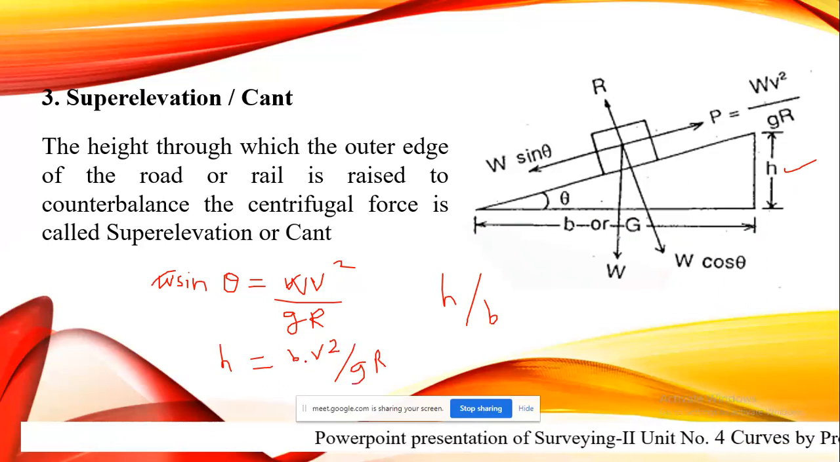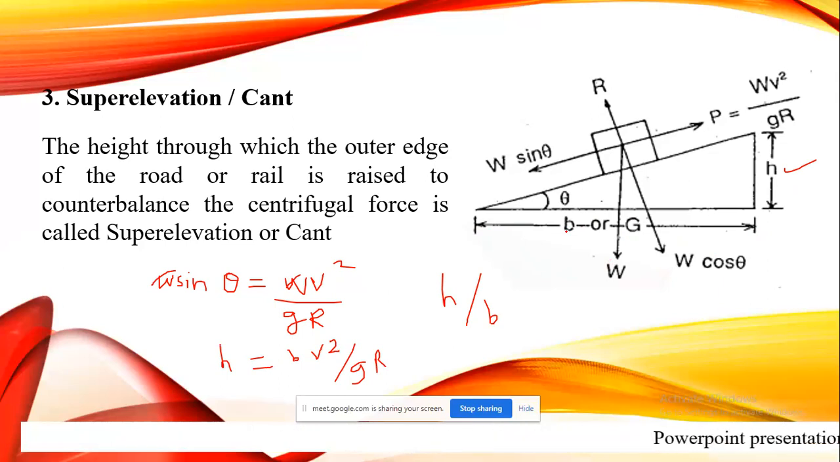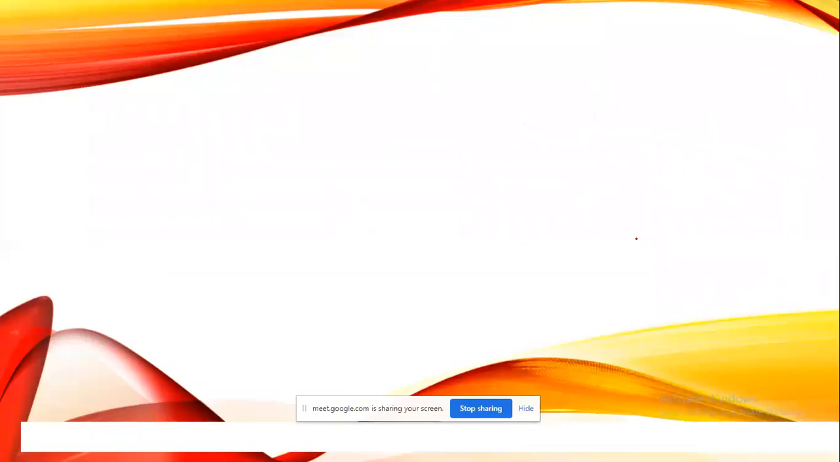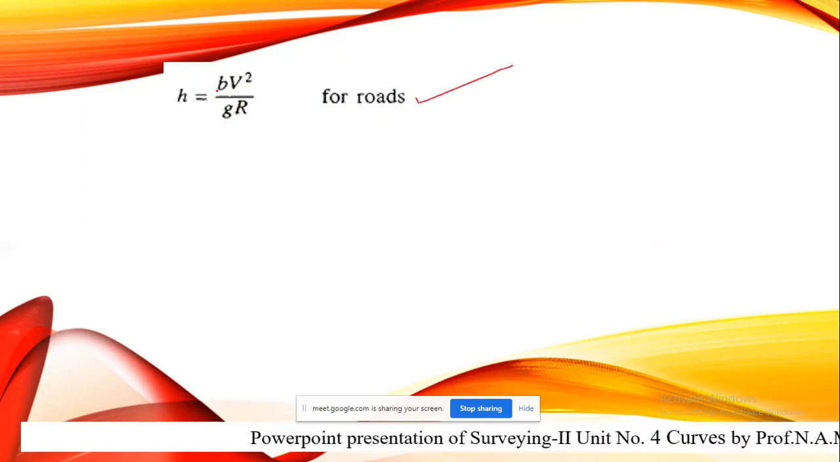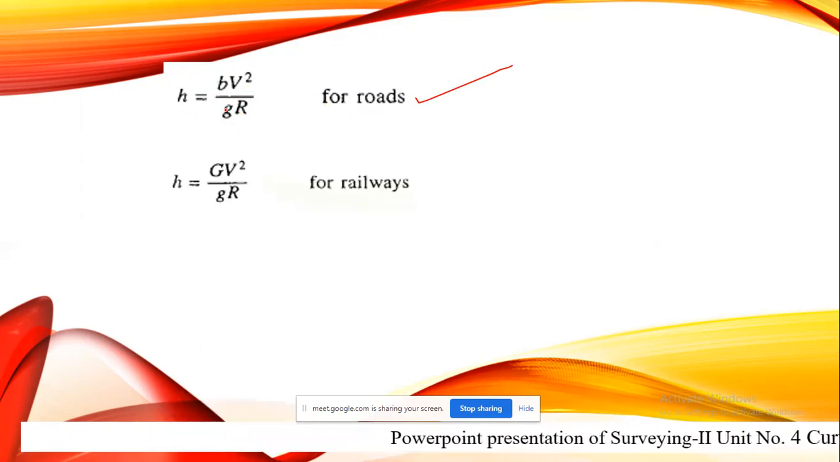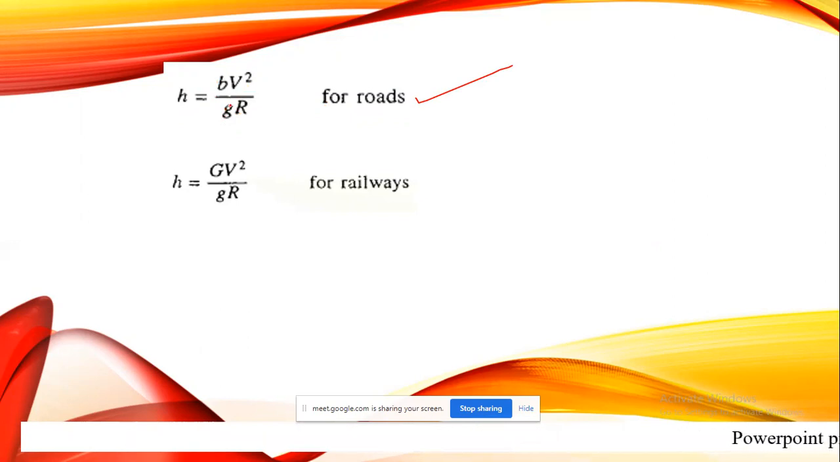B is the width of the road in meters. When I consider the capital G, that deals with the distance between center of rails. That will be the only change in the formula. So the formula is H is equal to BV square upon G into R. This is for roads, where B is our width of the road in meters. When we take the center to center distance of the rail, that is the gauge in meters, this formula will be applicable for railways.